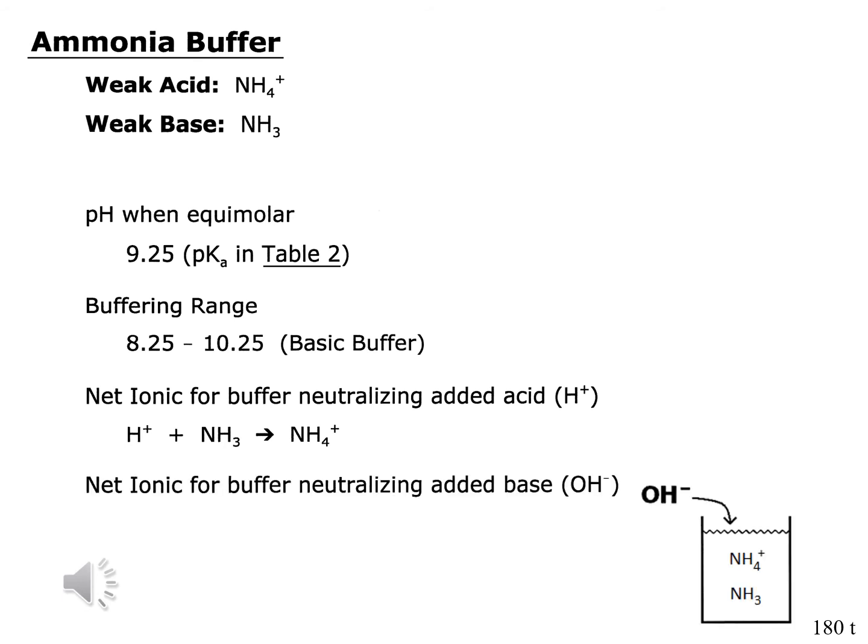The net ionic equation for adding a base to the buffer is that the OH has to react with the acid part of the buffer, which is NH4+. The OH pulls an H off of ammonium. It becomes water, so it's neutralized, and that's the net ionic.